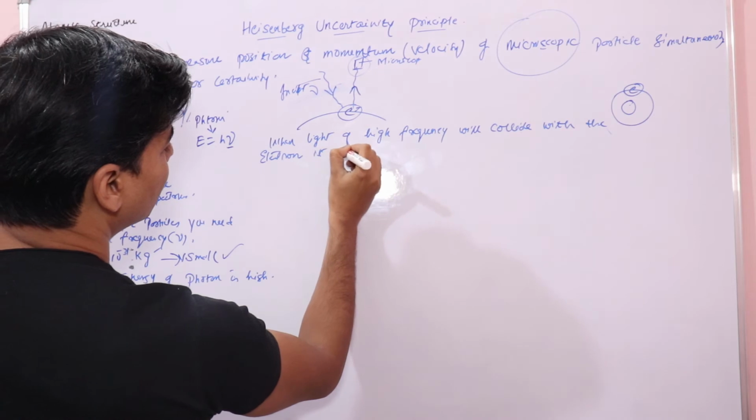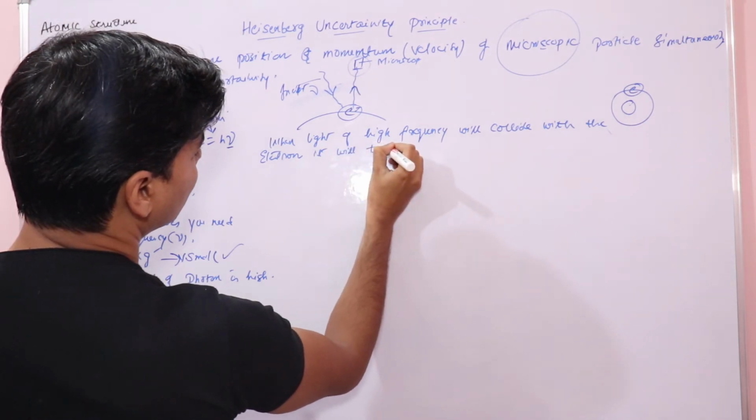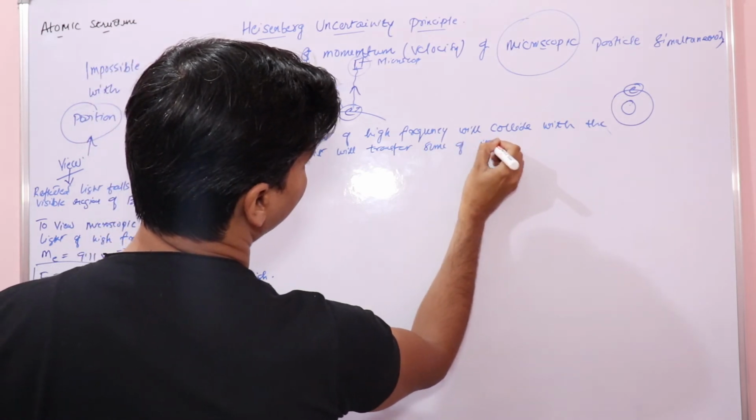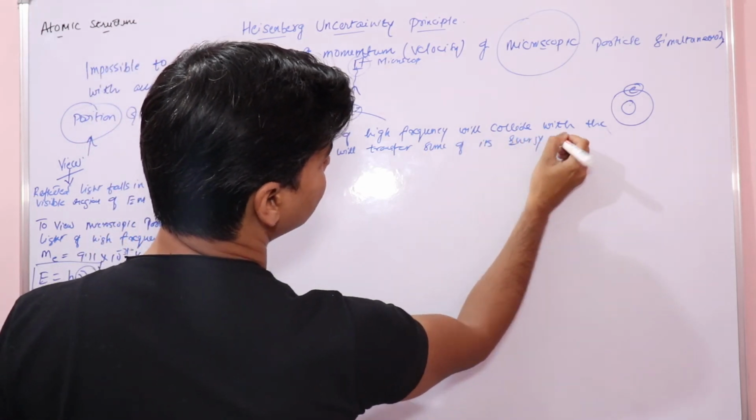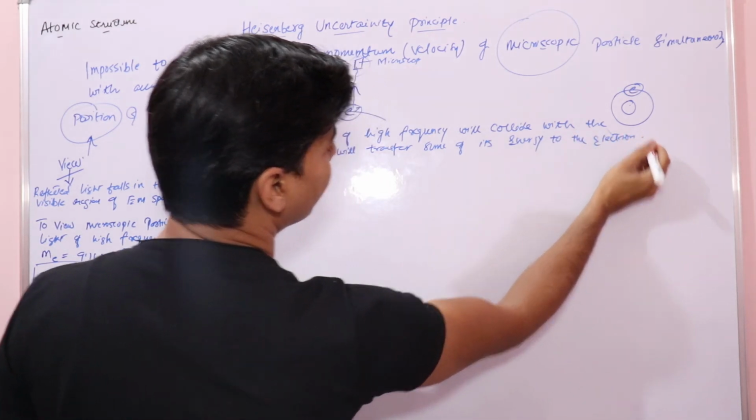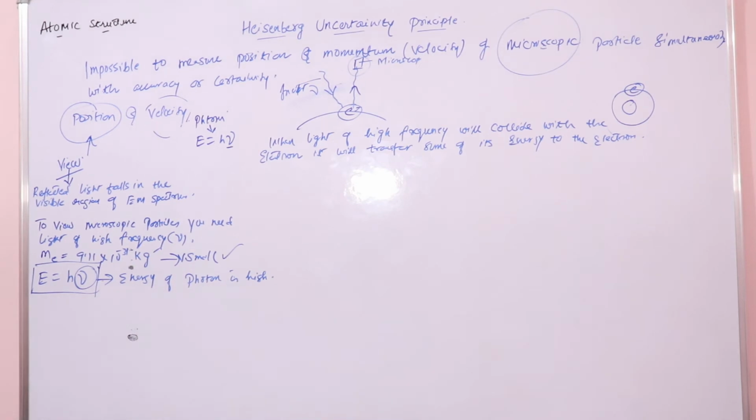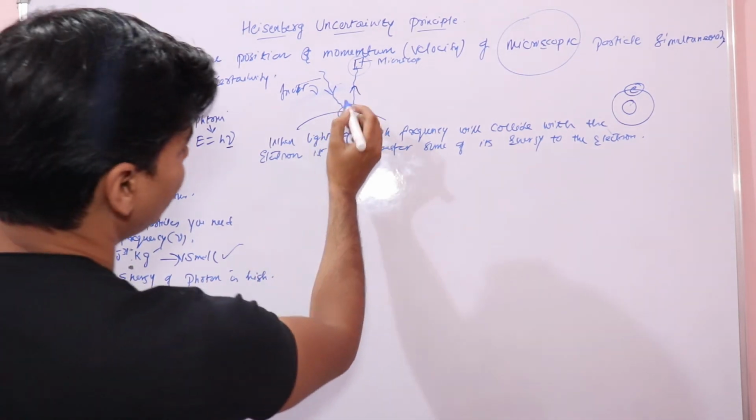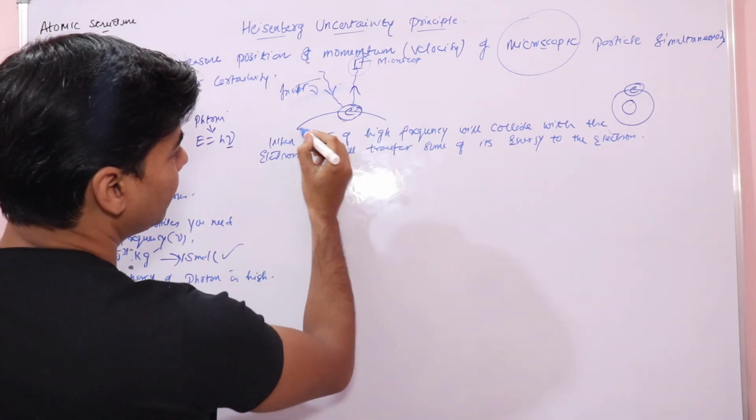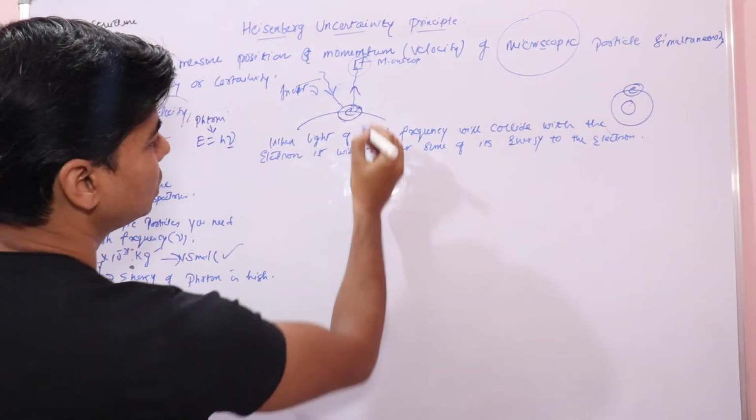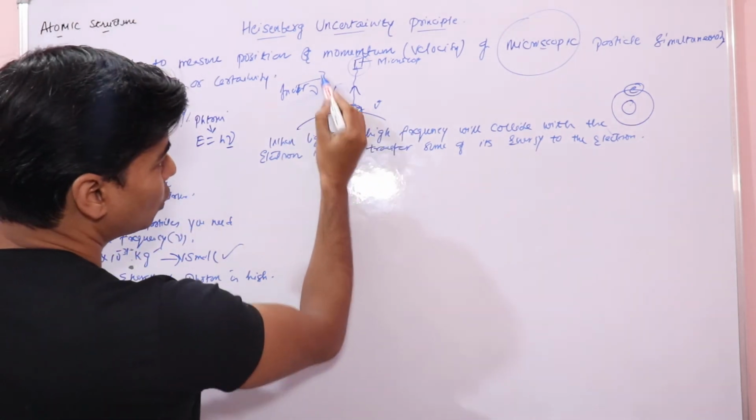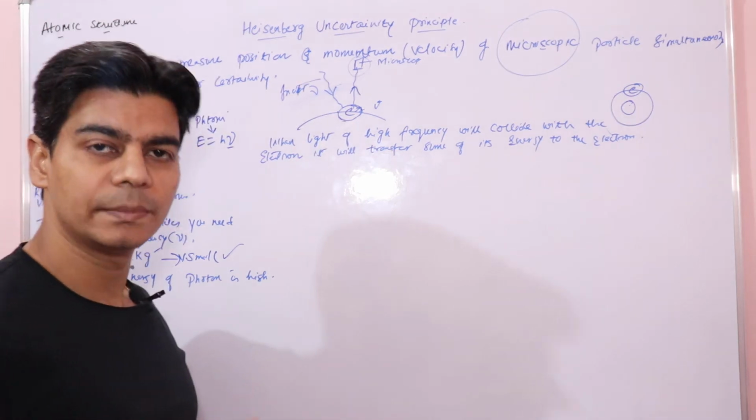It will transfer some of its energy to the electron, right? So when we are trying to locate this electron, initially it will be moving, say with the velocity v. Now, due to this photon that strikes it, it gains some energy.